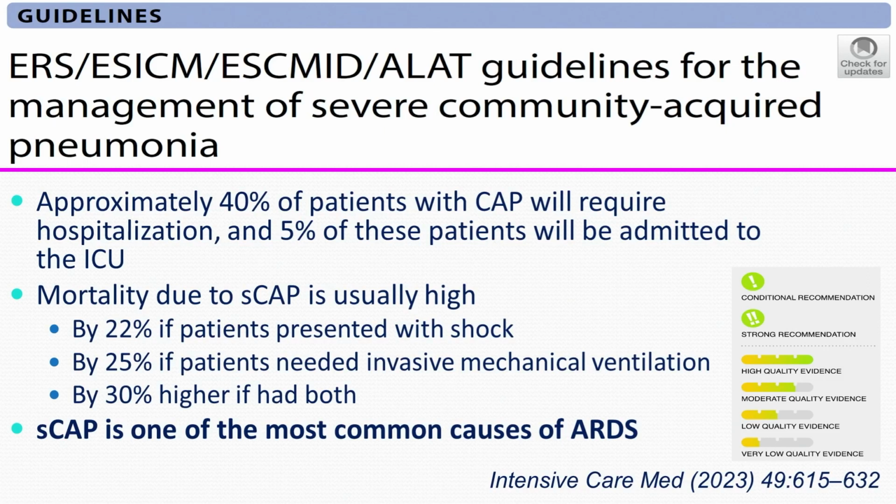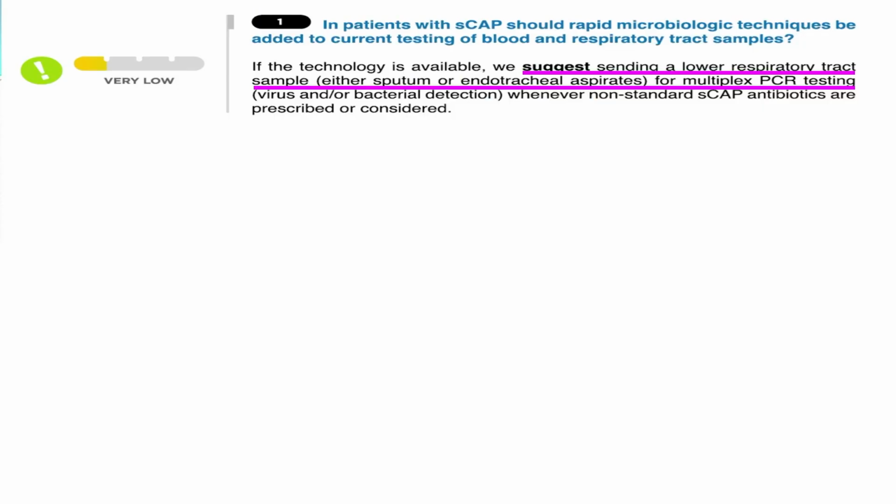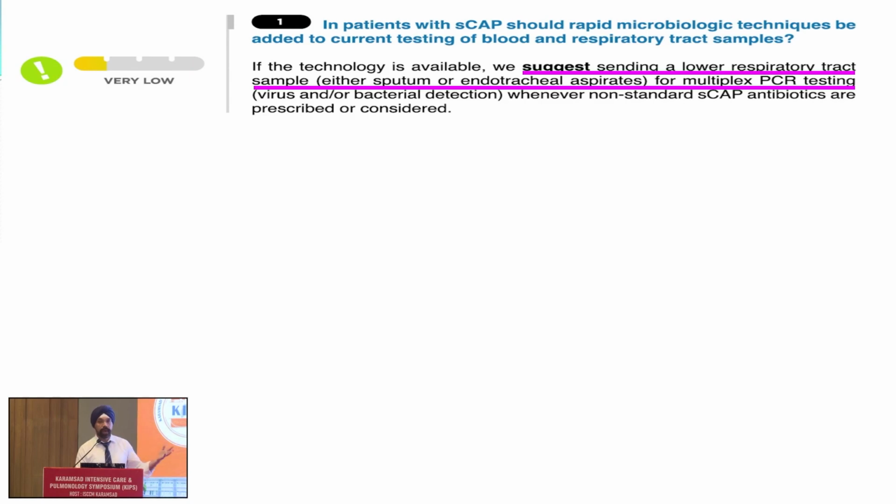Why are we looking at this? Because it has extremely high mortality when you see a patient in septic shock and needing ventilation. So the first question, should we send multiplex PCRs? A lot of you have access to it.